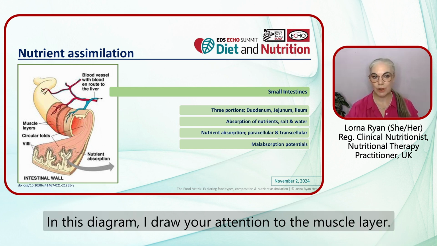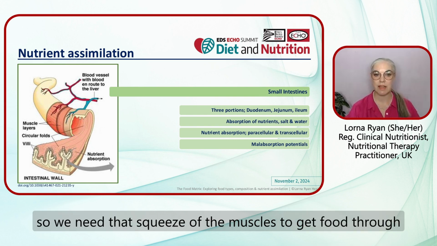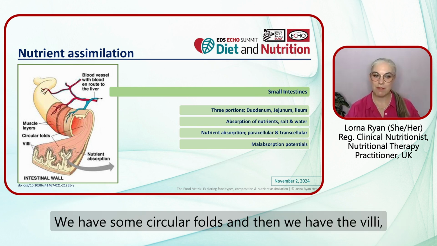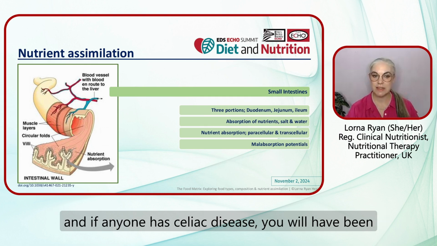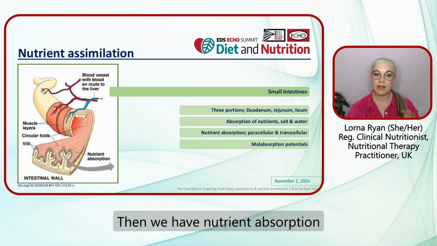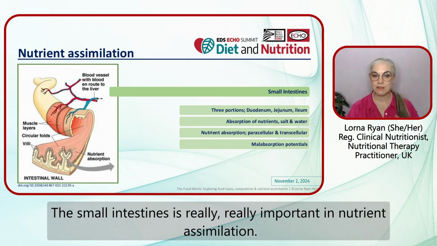So in this diagram, I draw your attention to the muscle layer. That's the propulsion. So we need that squeeze of the muscles to get food through, or broken down food, sorry, that should be. We have some circular folds, and then we have the villi. And if anyone has celiac disease, you'll be familiar with the importance of villi. Then we have nutrient absorption, and there's blood flow that goes en route to the liver. So the small intestines is really, really important in nutrient assimilation.